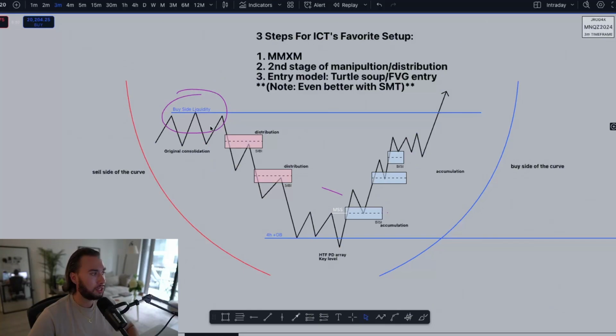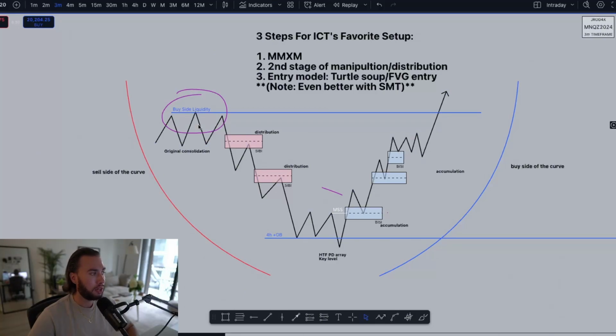Where is the original consolidation? Where is the low risk sell? Where is the first stage and the second stage of distribution? And ultimately, where is the market going? What is that higher time frame PD array that we're going to trade into? And when we get there, does price respect it and trade away from it?